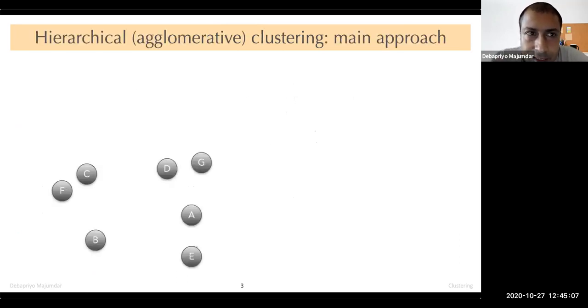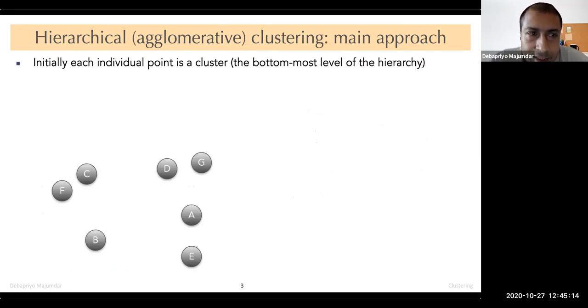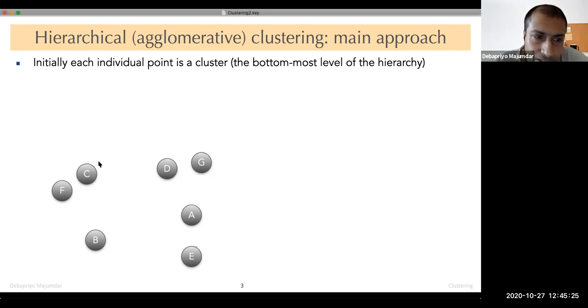So let's start with hierarchical clustering. The main approach is that initially each individual point is a cluster. That is the bottommost level of the hierarchy. We haven't seen the hierarchy yet, so we'll see. So suppose these are your points. Intuitively, you can figure out that C and F are one cluster, D and G are another cluster, A and D are another cluster, and B is kind of confused. So let's see how it goes.